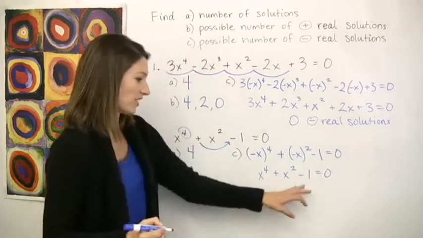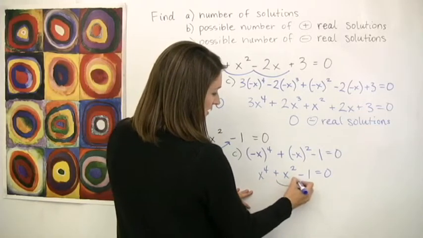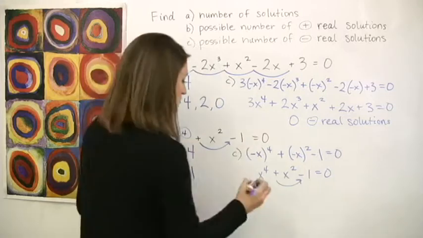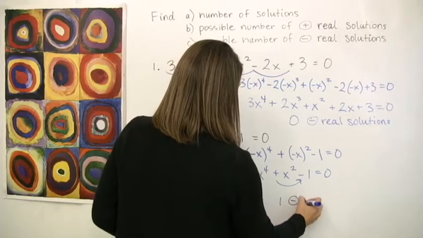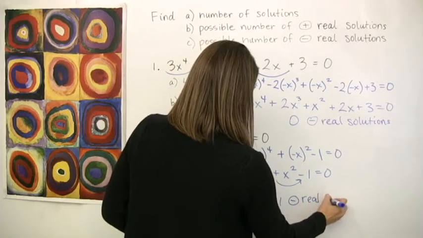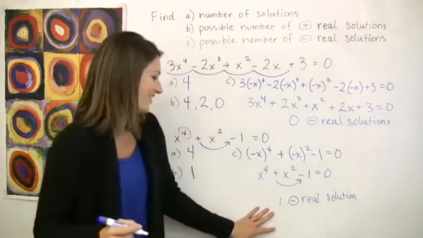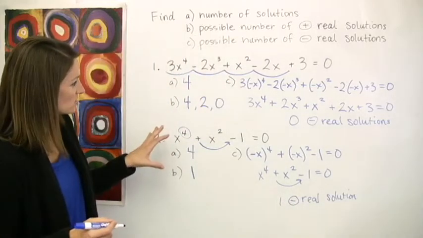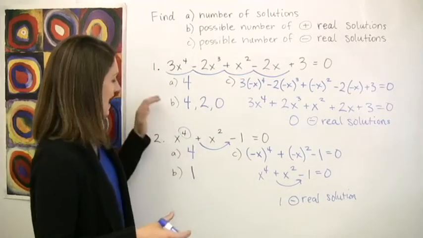And then we look at our variations in sign. Again, positive to positive is no change, but positive to negative here is 1 variation. So we have 1 possible negative real solution. And there you go.